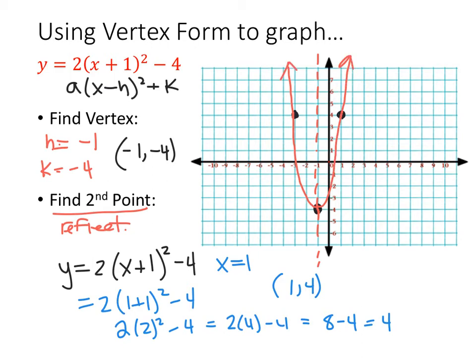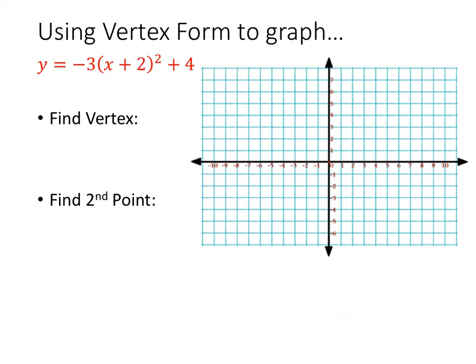So the idea with the vertex form is it tells us our vertex, we just find a second point, and then we can plot them, reflect them, and then we're done with our graphing. So vertex form does make it a little bit easier to graph. All right, so let's look at another question here.